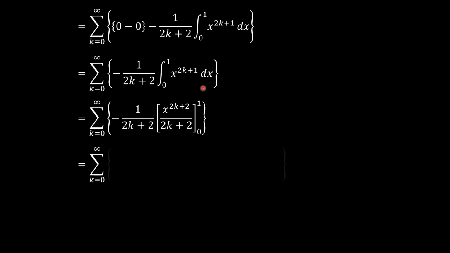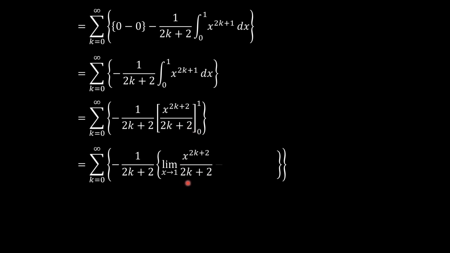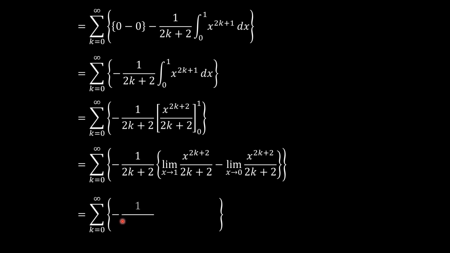Integrating that results into x to the power 2k plus 2 over 2k plus 2. Limit as x tending to 1 of this will go to 1 over 2k plus 2. When x tends to 0, this will go to 0. So this now results into a problem that is a summation from k equals 0 to k tending to infinity of the product of negative 1 over 2k plus 2 and 2k plus 2.